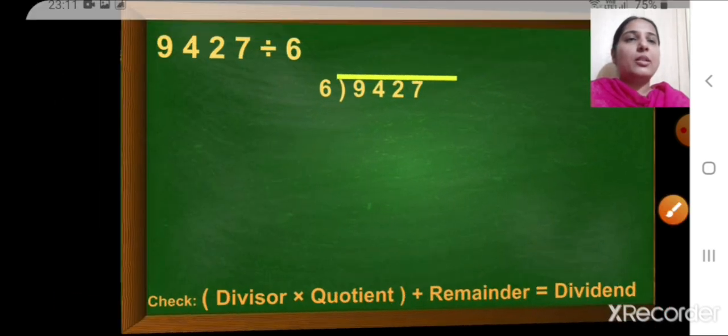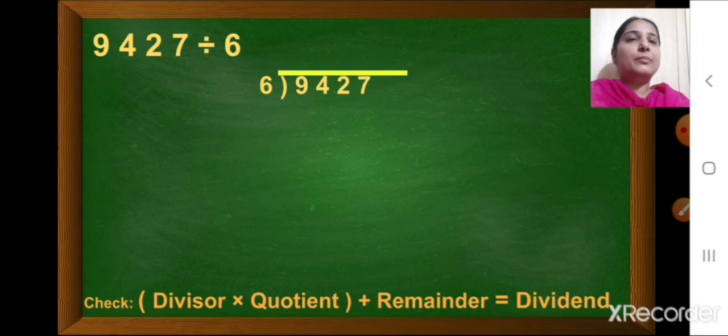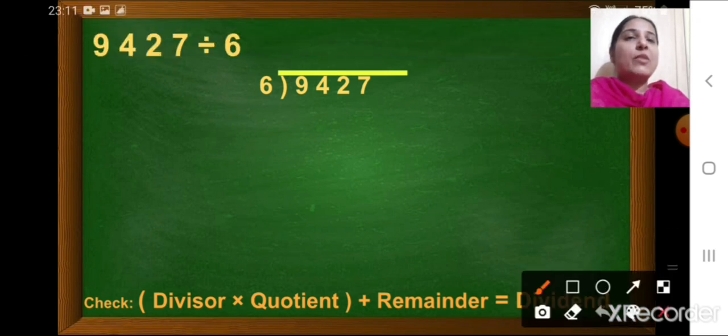Now children, let's take one more example. 6 is the divisor here, whereas 9427 is the dividend here. So let's start dividing. First we will take one digit here, 9. 6 ones are 6. 6 2s will be 12, which will be more than 9. So 6 ones are 6, and it will give you 3.